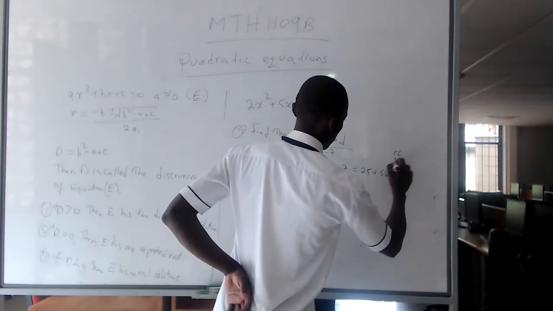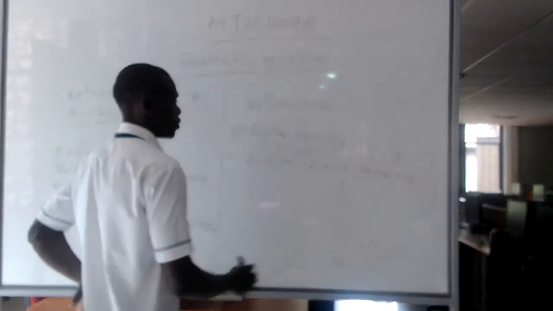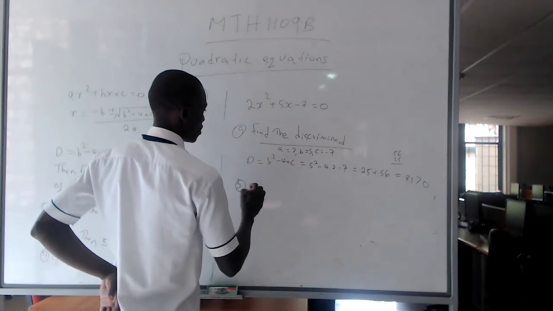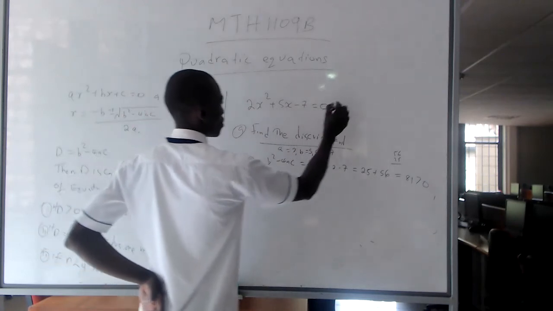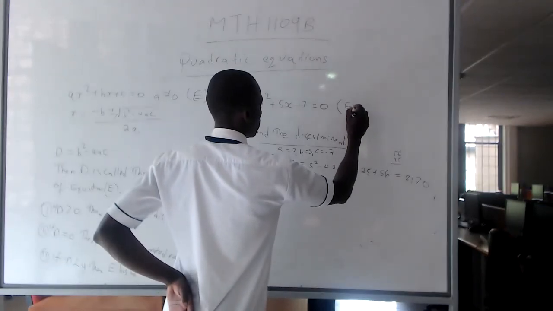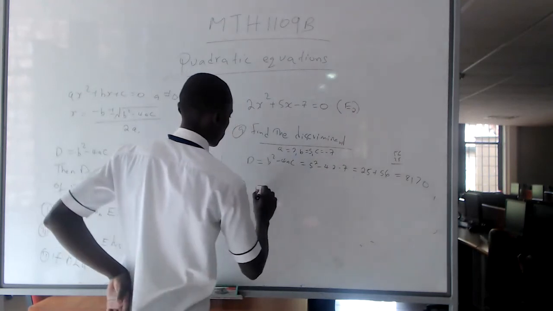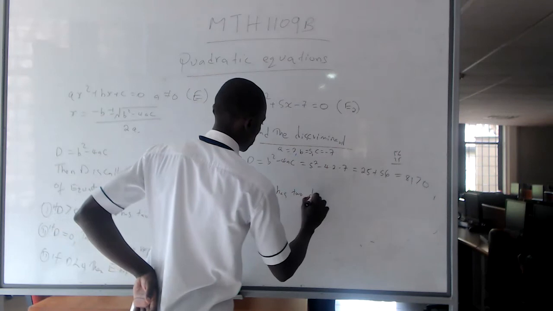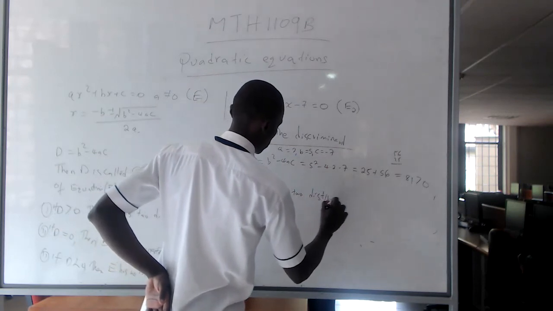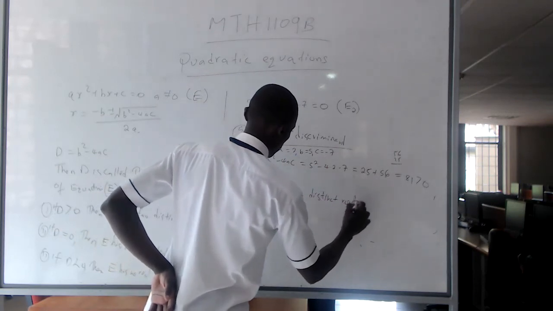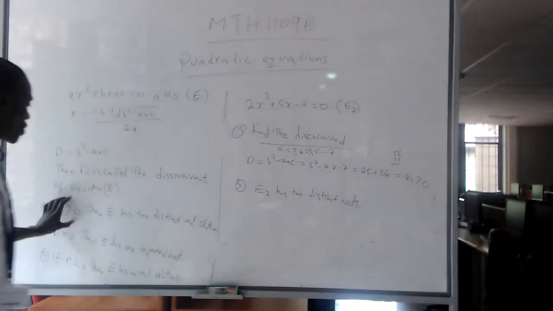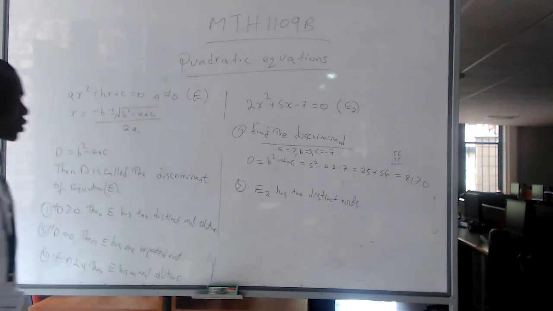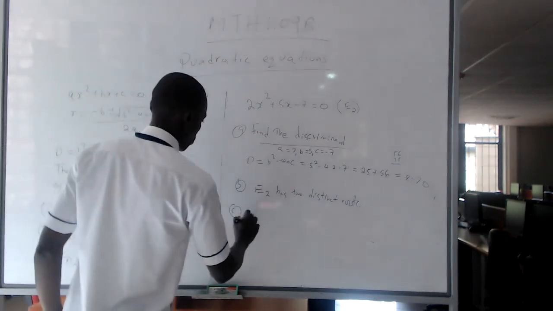6 plus 25 gives 81, which is greater than 0. So by the discriminant, this equation, let me call it E2, has two distinct roots. I can tell that because D is positive. You'll have two distinct real solutions. Then part C, what are the roots?